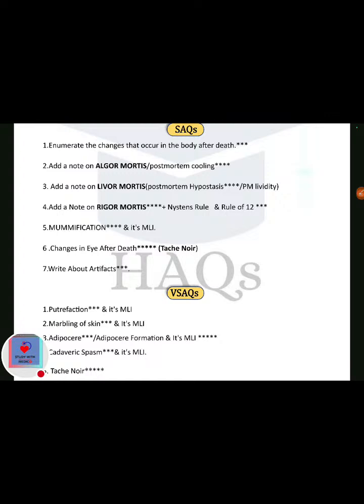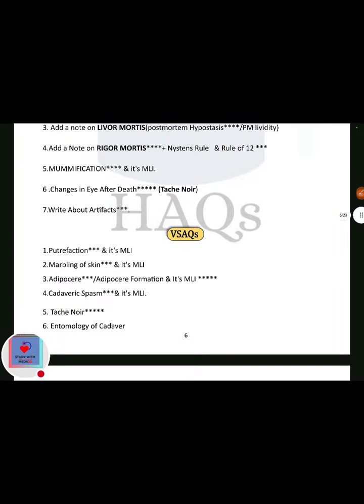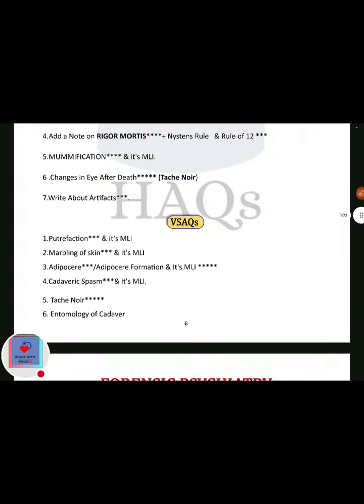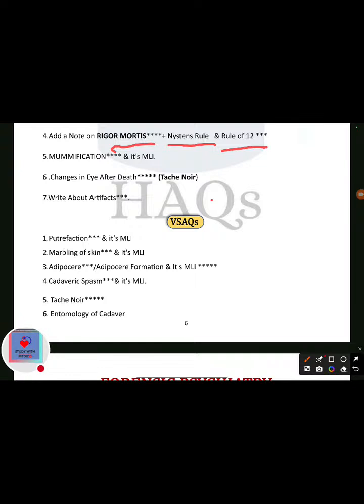Muscular changes. What are the muscular changes after death? Primary flaccidity, secondary flaccidity, rigor mortis. In this we'll cover rigor mortis, Nysten's rule and rule of 12. Rule of 9 we have heard in burns. What is primary flaccidity? What is secondary flaccidity? What is rigor mortis?